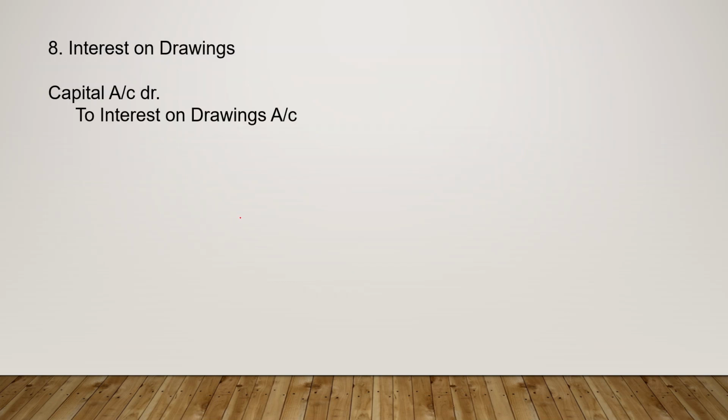Now let us move on and learn about interest on drawings. First, let us understand what is drawings. Drawings are withdrawals by the owner for personal use. So we are using the business entity concept here and differentiating the business and the owner who has invested in it. We are considering them as separate entities. So anything related to the proprietor for personal use, if he withdraws or uses the money of the business for his personal purposes, that will be treated as his drawing.